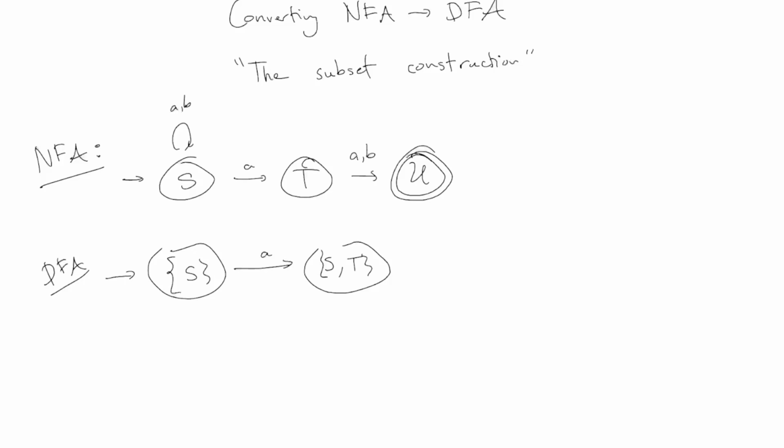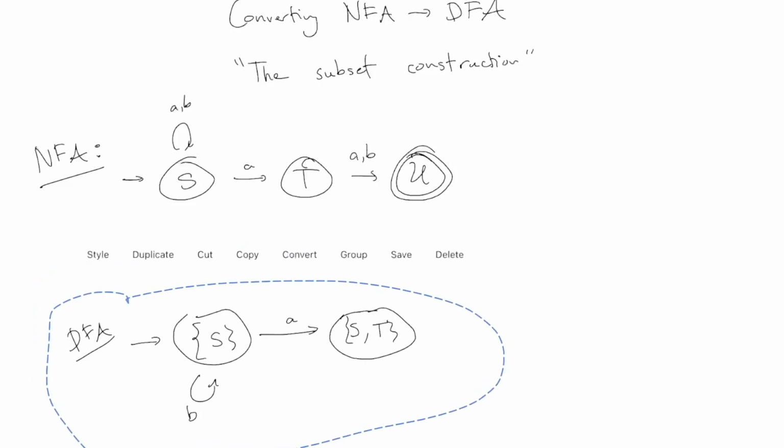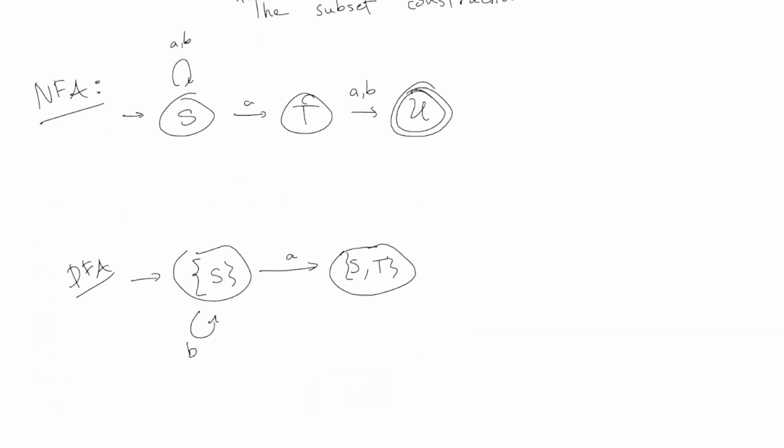What about the b arrow? From S, what's the set of states reachable by a b? Yeah, just S again. Great. Just S again with a b. And we continue in that way. Just like the one you did on the quiz, you have to invent new states as needed. But we're just going to draw arrows.